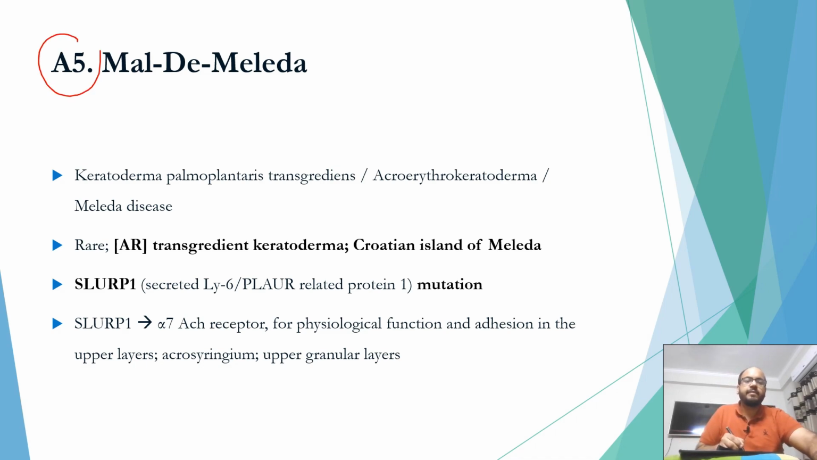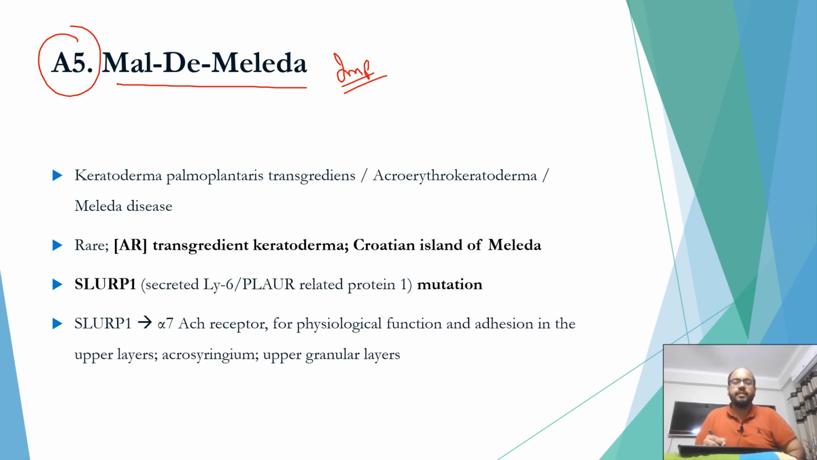The fifth entity is Mal de Meleda, and it's an important disorder. At least from the viva point of view or from residency point of view, Mal de Meleda is a very important disorder. It is known as keratoderma palmoplantaris transgradiens, so the transgradient is in the name. Acroerythrokeratoderma or Meleda disease. Now, Meleda is a very small island in the Adriatic Sea, and Mal de Meleda means disease of Meleda. So it was first described on that island, so that is why the name is Mal de Meleda.